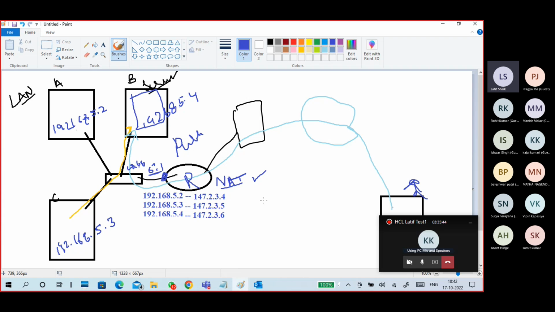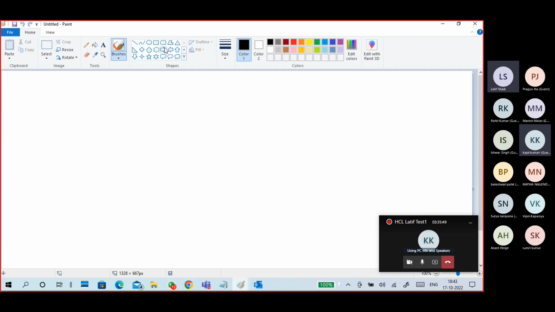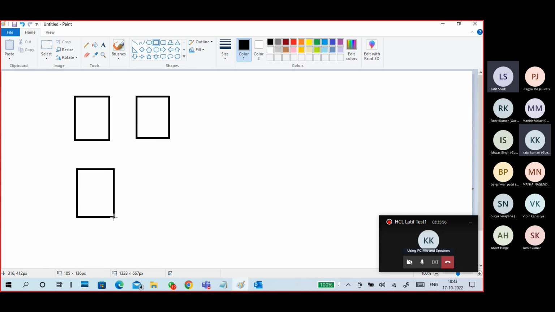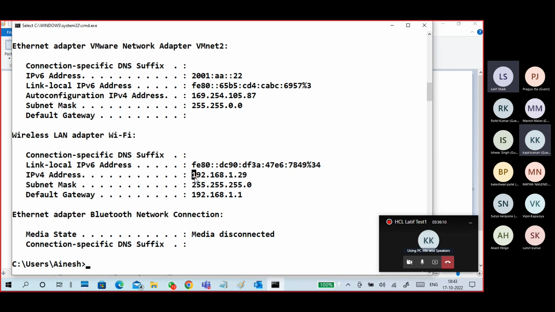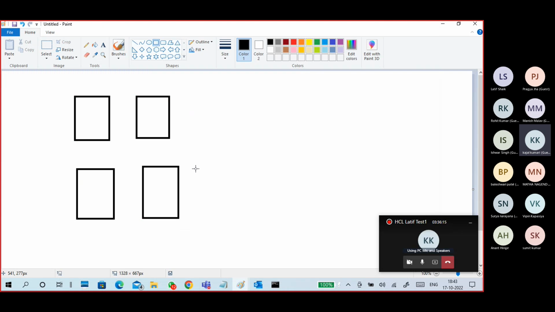Last one, guys: PAT. You may get a doubt. We did not purchase any public IP addresses, but we are all accessing the internet, and we have checked that our IP addresses are private IP addresses only. With ipconfig, this is a private IP, right? It's not public. But how are you able to access the internet?